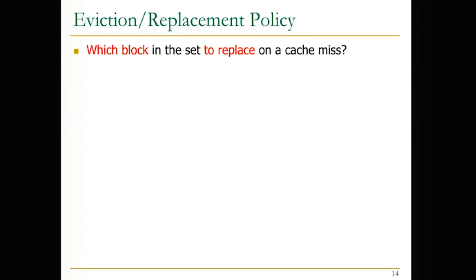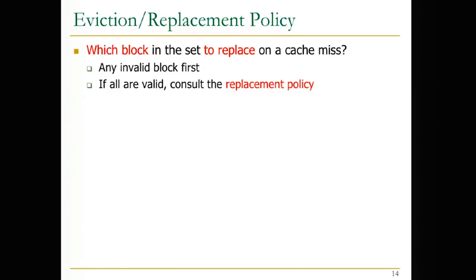Okay, let's start with the eviction and replacement policy. This is which block in the set to replace on a cache miss. Well, if there is an invalid block, that's probably a good idea to replace it. Replace meaning it's invalid, so you're not replacing anything, but you're inserting the incoming block to that location. If all are valid, you need to have a replacement policy.